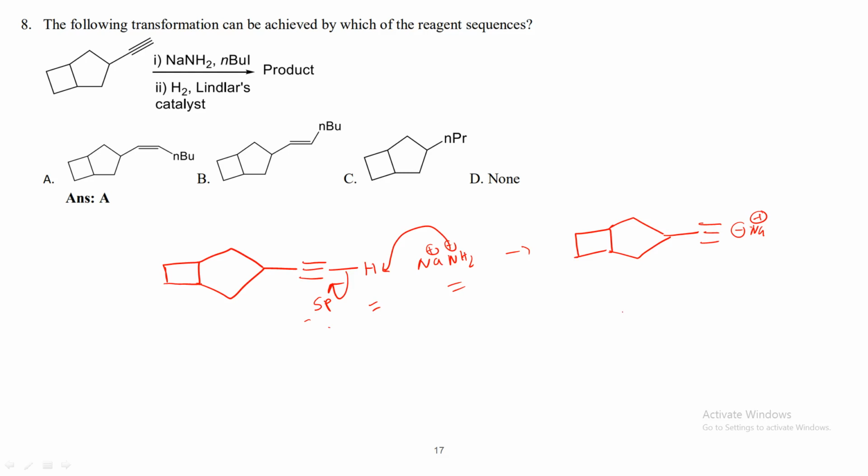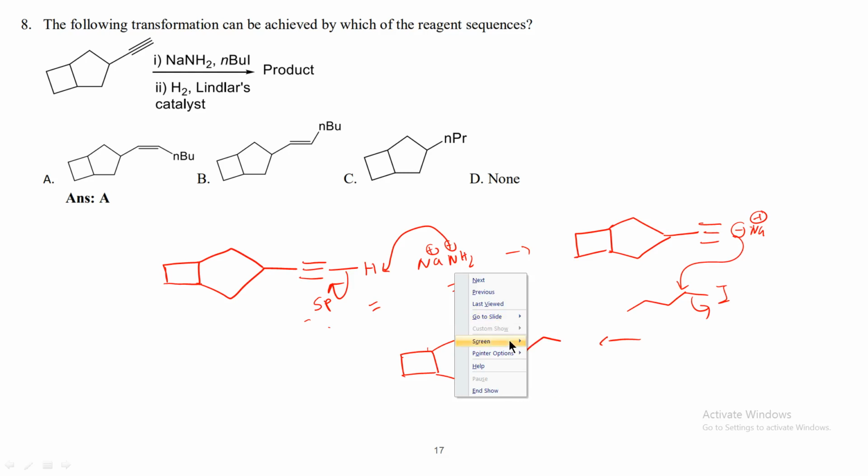And the electrophile given is n-butyl iodide. So 1, 2, 3, 4 iodide. So this is the electrophilic center, and this is our nucleophile, normal SN2 attack, and which would lead to this particular molecule. Remember, the alkyne is retained.